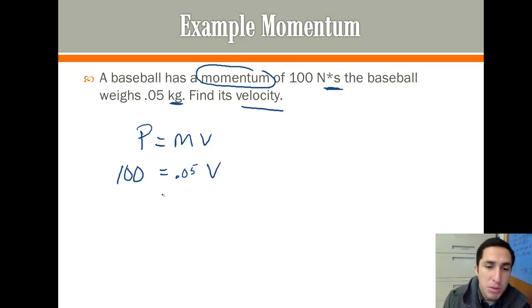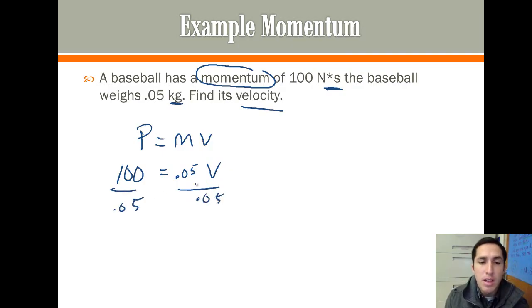Alright, so how are we going to do this? Well, the 0.05 is multiplying to the velocity, so let's go ahead and get it off by dividing. We will divide by 0.05 on both sides. And these 0.05s reduce to a 1. Don't say they cancel out. They reduce to a 1. They go away. Say that. They go away. It's a non-factor anymore.